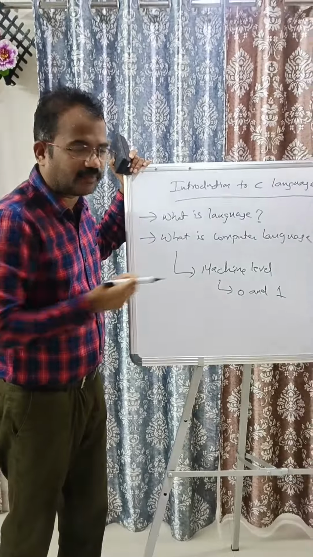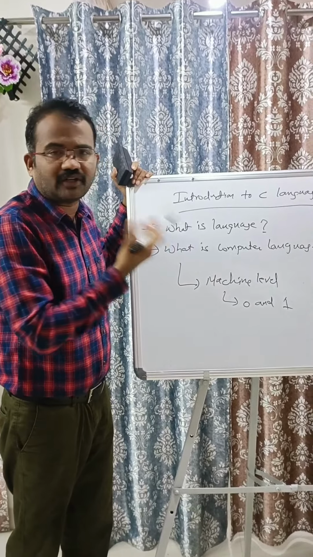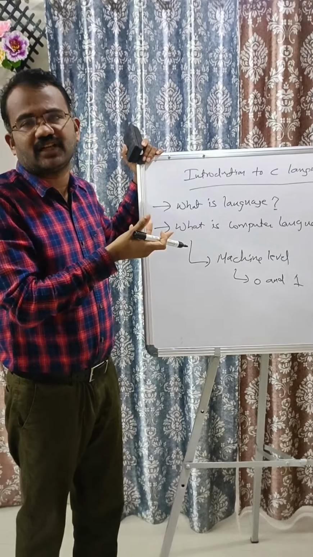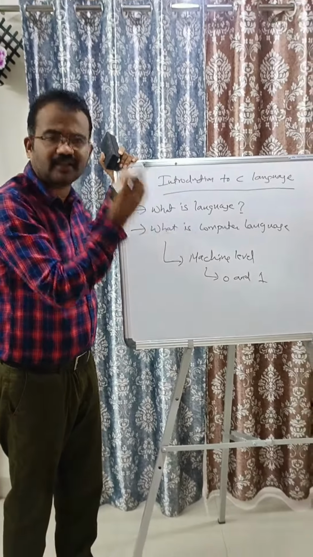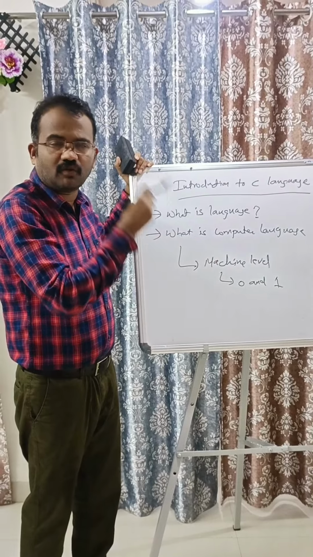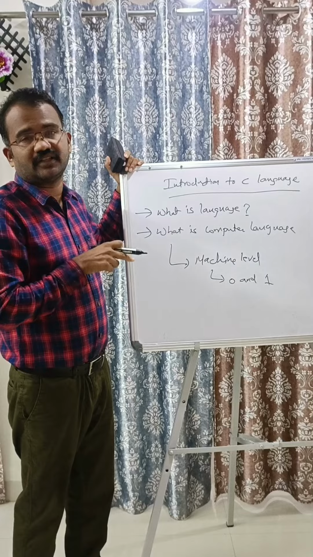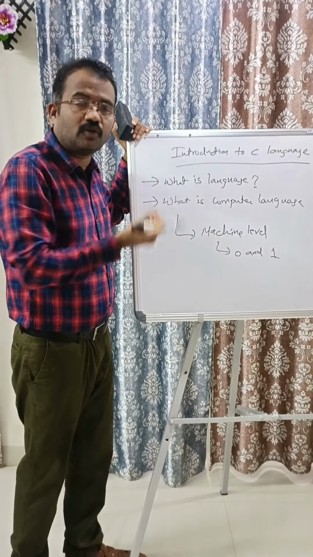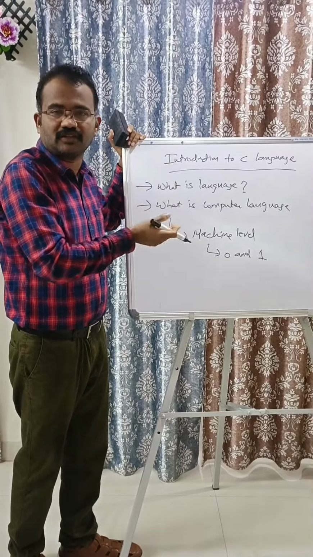Suppose you want to communicate with the computer by saying hi. Hi is an English word. The computer can't understand H, A, I. It does not understand what is H, what is A, what is I. But if you write 0, the computer can understand that it is 0. So whatever you want to communicate with the computer, you have to convert into zeros and ones.